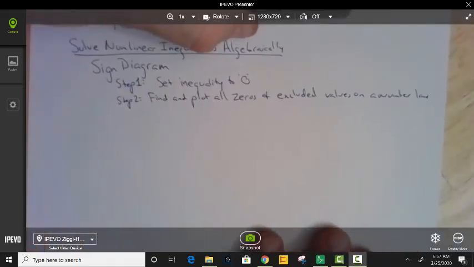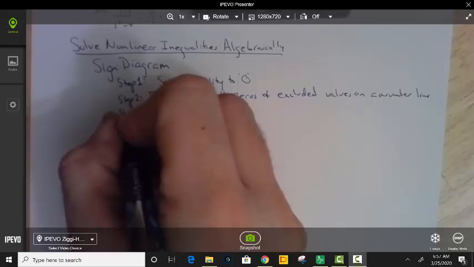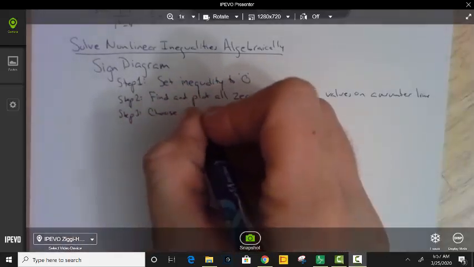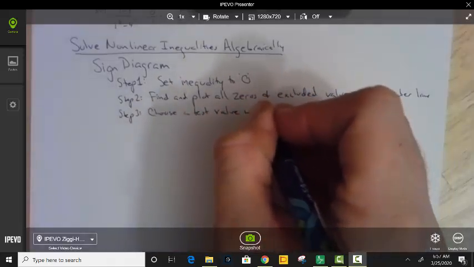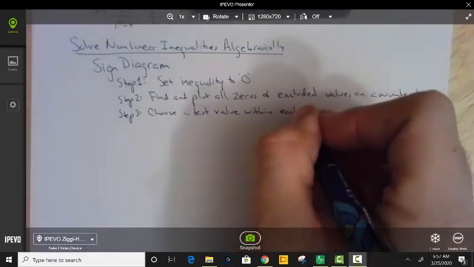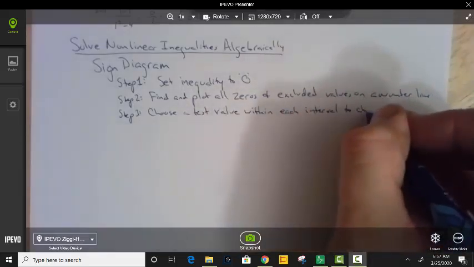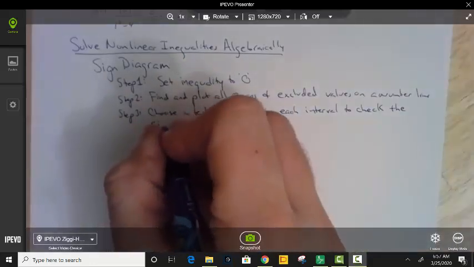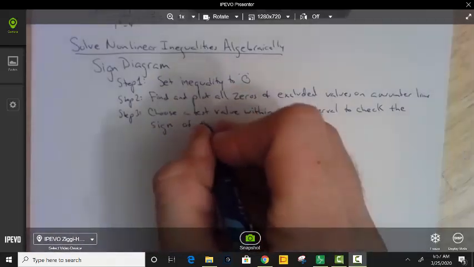Okay, so the only time the intervals are going to change are at x-intercepts and excluded values. So rather than drawing the entire graph, we're just going to plot them all on a number line. And then what we're going to do there is choose a test value within each interval to check the sign of the expression.